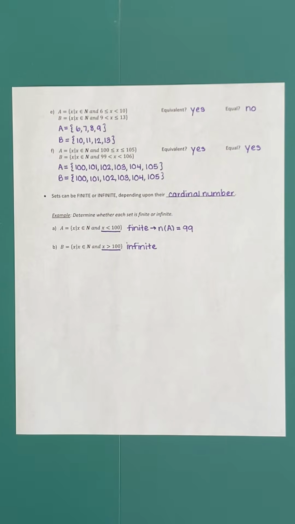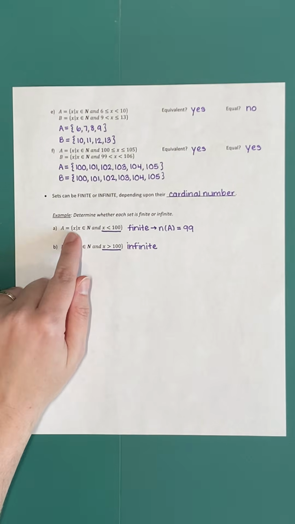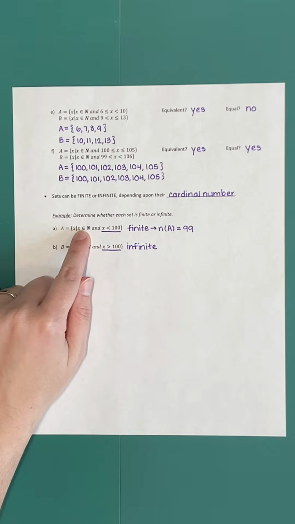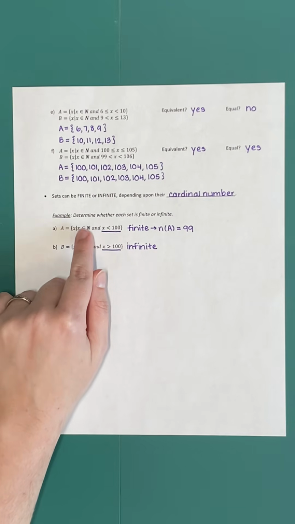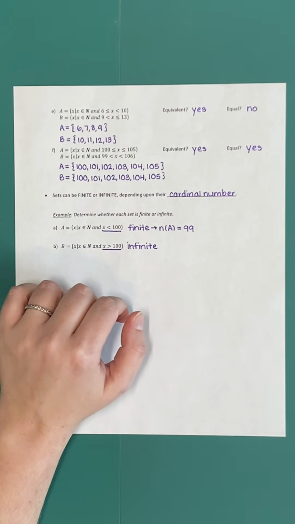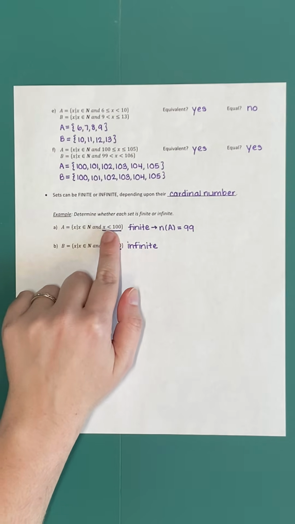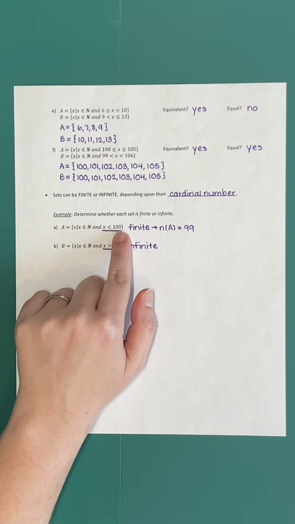So let's look at these two sets and let's determine whether or not they are infinite or finite. So in set-builder notation, A is all x such that x is a natural number and x is less than 100, strictly less than 100. So we're looking at natural numbers, 1, 2, 3, 4, 5, so on and so forth, but we only want numbers that are less than 100. That is going to be a finite set.